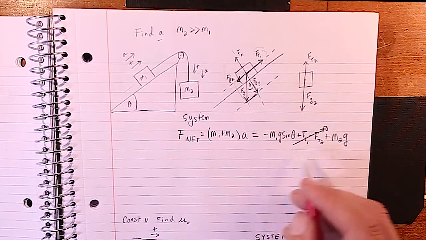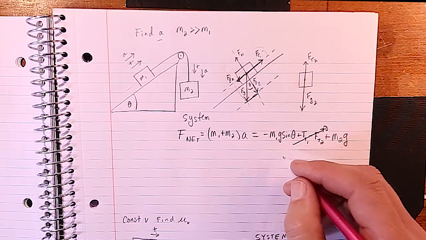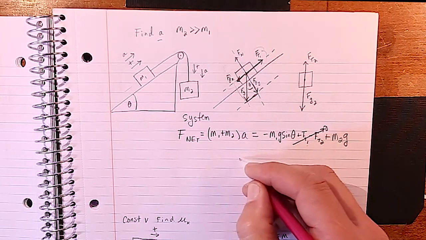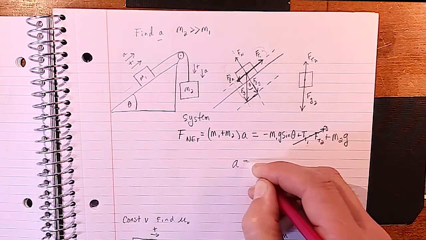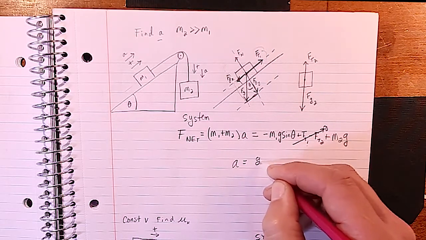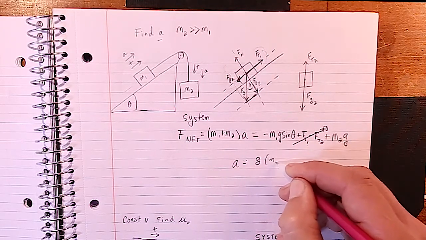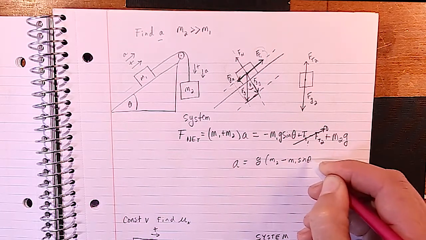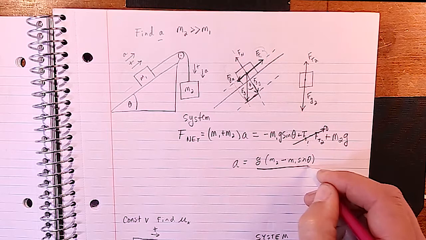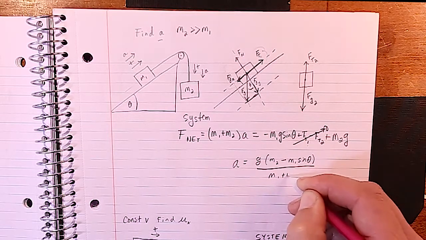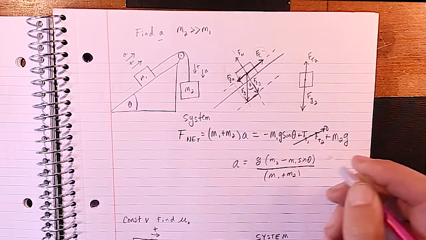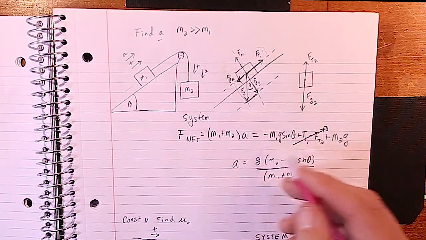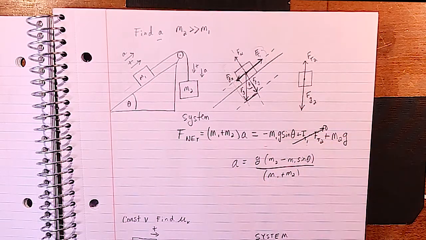And we can factor out a g on this side. So we end up having a is equal to g times m2 minus m1 sine theta, all over m1 plus m2. I just rearranged the plus and the minus and flipped them there.